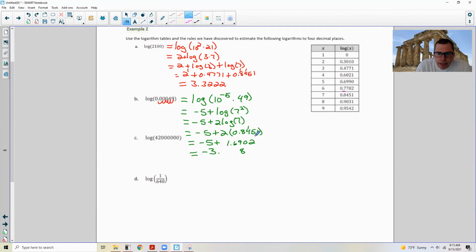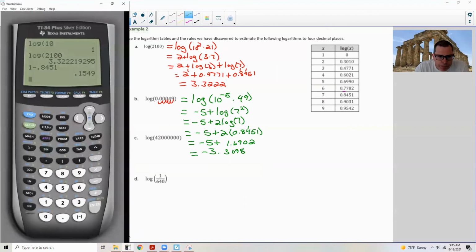Think of 9, 9, 9, 10. 9 minus 0 is 9. 9 minus 9 is 0. 9 minus 6 is 3. There we go. That's better. Negative 3.3098. All right, and let's check it.